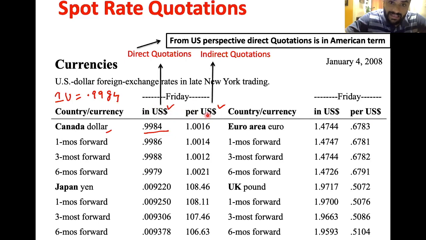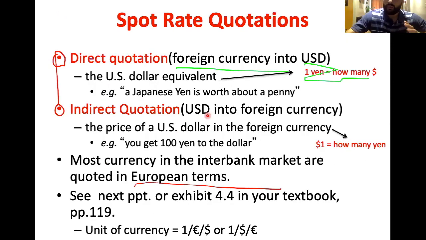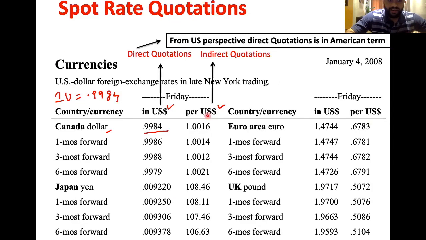If you go back to the previous slide here, direct quotation means 1 yen, how many dollars, right? So 1 yen equals 2.009220 dollars, right? So this is a direct quotation. This is indirect quotation. Same thing here. In US, direct quotation. Per US, indirect quotations, right? So if you are in Vietnam, normally you will look at indirect quotations to convert your one USD into Vietnam dong.